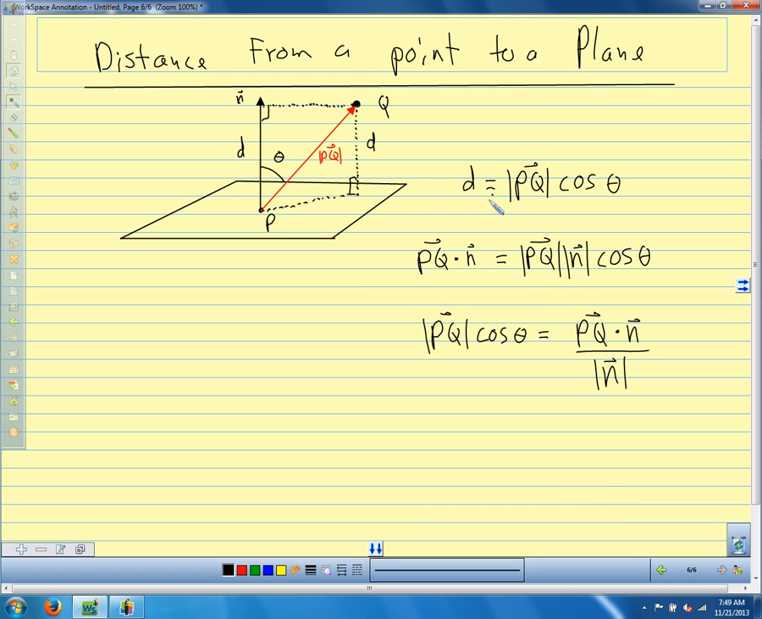So our distance is given by the distance from this point to the plane, and I'm going to put an absolute value around our dot product because we want our distance to be positive. So the magnitude of PQ dot N, the absolute value of the dot product, we just want a positive distance, divided by the magnitude of N.